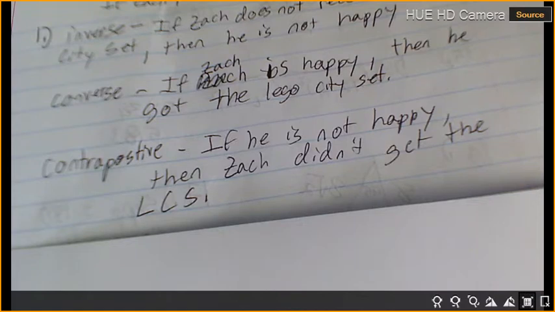Converse, if Zach is happy, then he got a Lego City set. I would say that's not true because he could be happy for other reasons. My counterexample would be Zach got a bike and is still happy for his birthday. That's a counterexample. Or maybe instead of a Lego City set, he got money and was able to buy it. Those are all counterexamples.